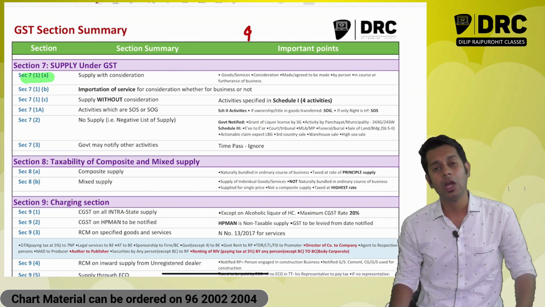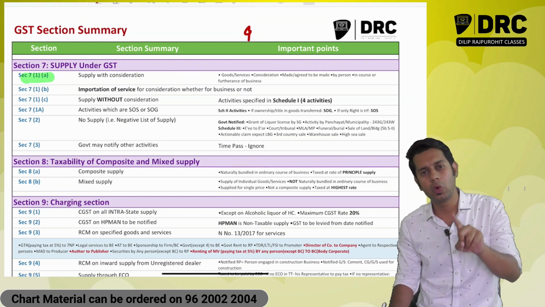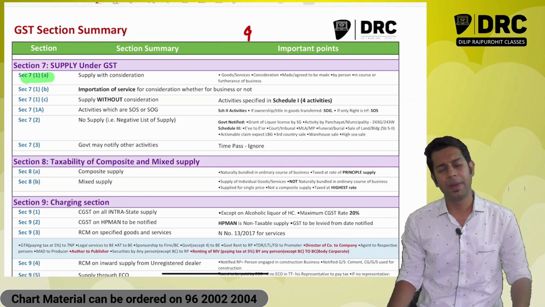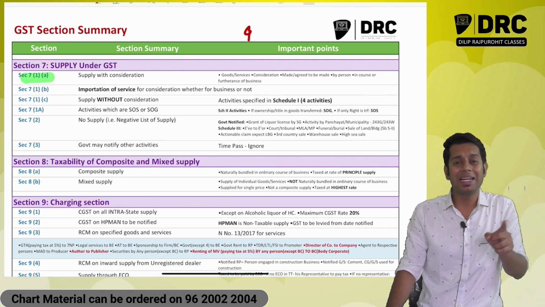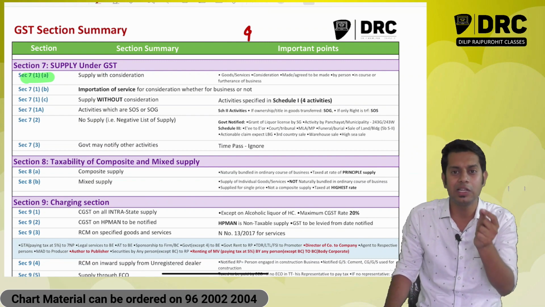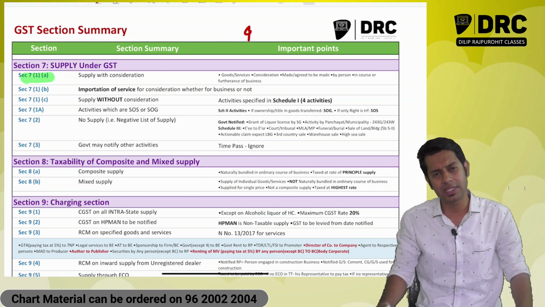Sir, what do you mean by goods? Goods means every kind of movable property other than money and securities, but includes actionable claims, growing crops, things attached to or forming part of land which can be further supplied. Services means what, sir? Services means anything other than goods, money and securities, but includes activity in relation to use of money or its conversion from one form to another form, from one currency to another currency, from one denomination to another denomination, for which a separate consideration is charged.